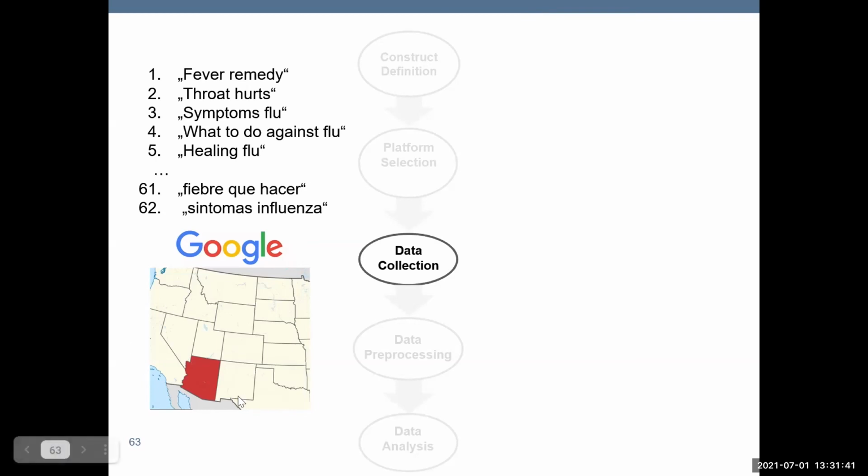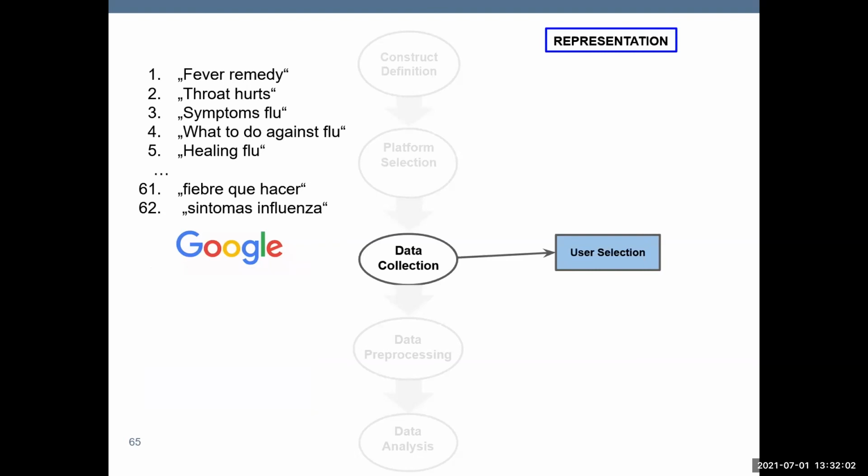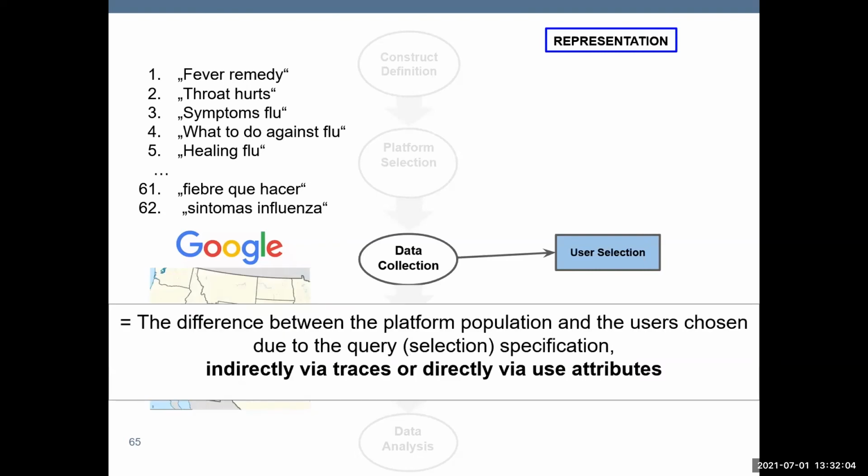And in the US, this is Arizona that's highlighted over here, and there are states in the US which have high bilingual populations and high Spanish speakers, and we would end up misrepresenting or underrepresenting this particular group. And this would again be a representation error, a user selection error, which is the difference between the platform population and the users that we end up selecting due to our queries.